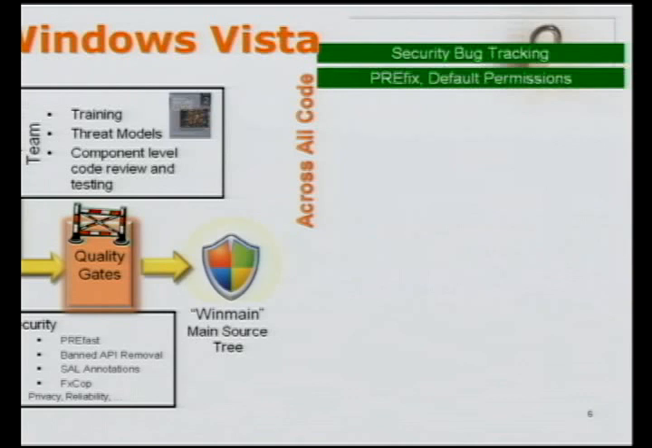Additionally, we could have certain code scanning tools like PREfast go and look for certain types of security defects upstream. And those set of bugs just never made it into the product because they were fixed before the code really ever made it in.